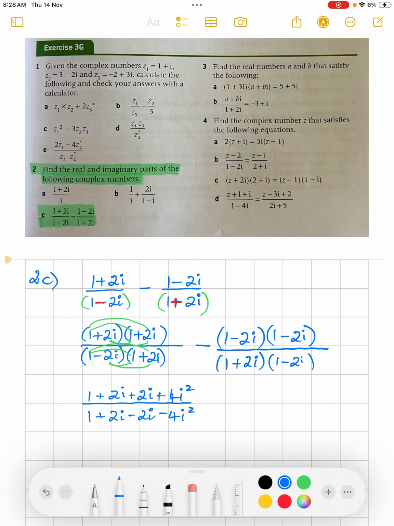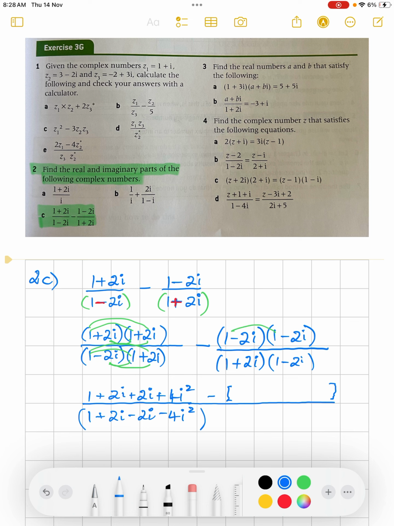Now, our denominator for the second fraction will be the same. So I'm just going to extend that and say, okay, it's all over this particular denominator because they're both the same. And let's expand here. But because I've got a minus, I'm going to put this in a square bracket.